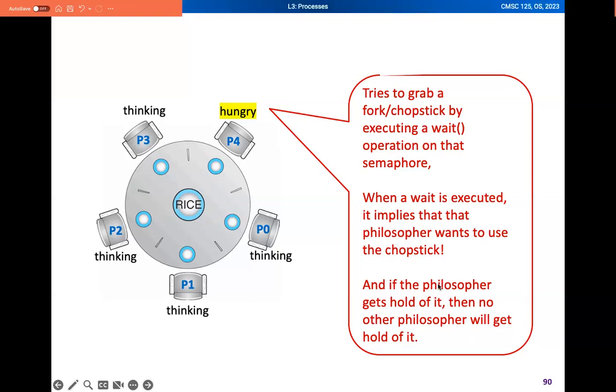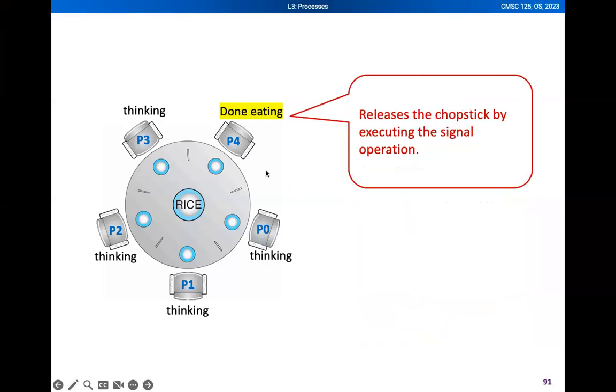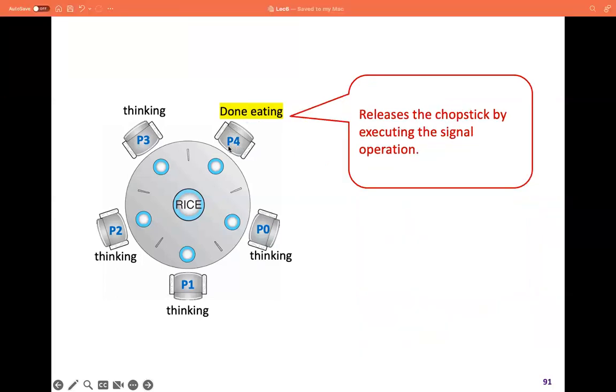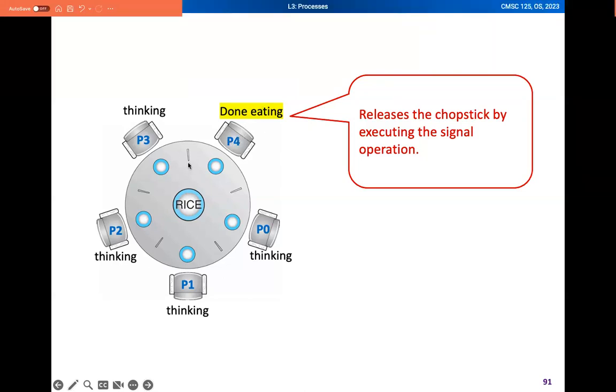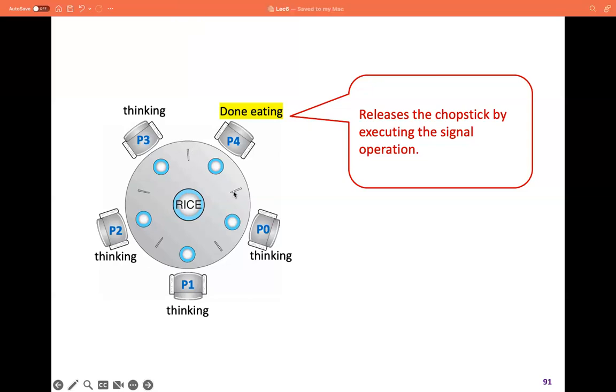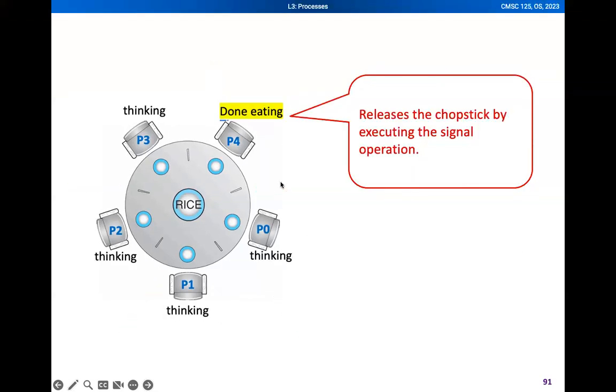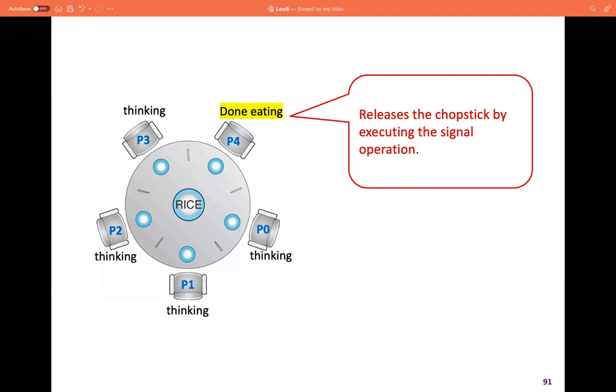And if a philosopher gets hold of it, then no other philosophers will get hold of it. And if P4, let's say, is done eating, it can release the chopsticks or put those chopsticks back onto the table by executing the signal operation. Remember, if we want to execute a signal operation, we are basically releasing a shared resource.